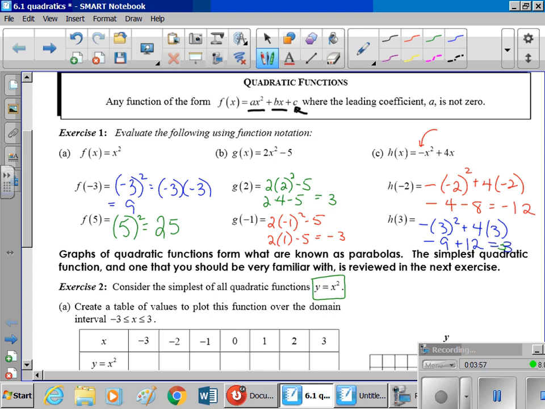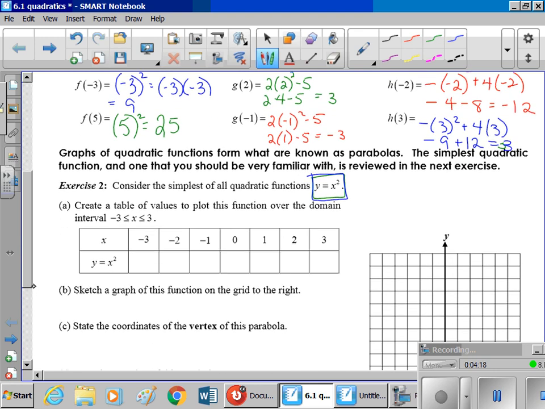So in exercise 2, consider the simplest of the quadratic functions y equals x squared. Now that y equals x squared that I have a box around already is called a parent function. Some of you might know it as the mother function, but generally in mathematics we call it the parent function. All other quadratics kind of are compared to that parent function, which is y equals x squared.